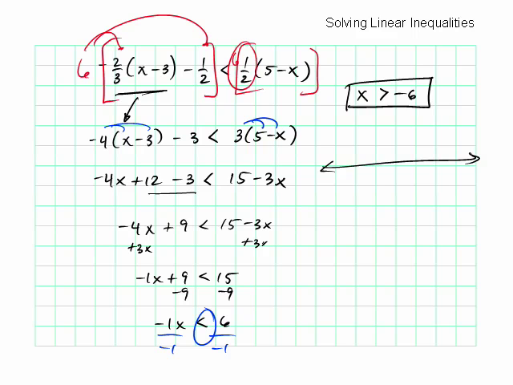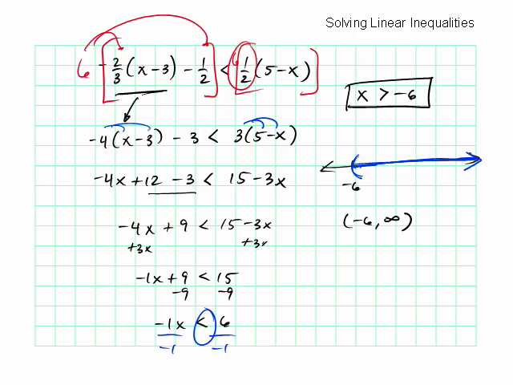On a number line, that would be everything greater than negative 6, just like that. We are not including negative 6, so I want a parenthesis there instead of a bracket. And in our interval notation, that would be parenthesis negative 6 to infinity, parenthesis. Okay.